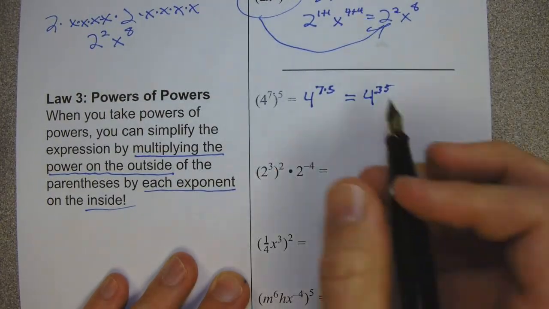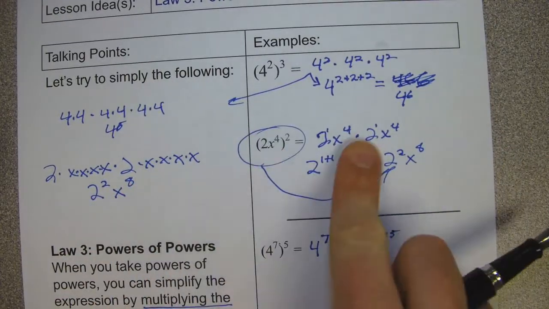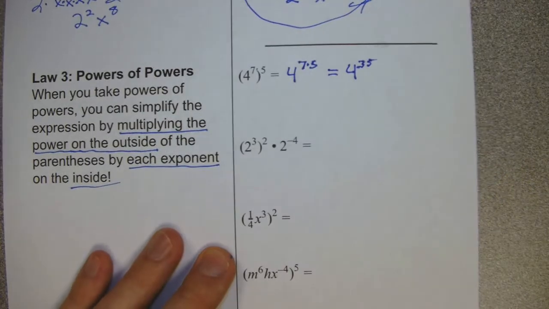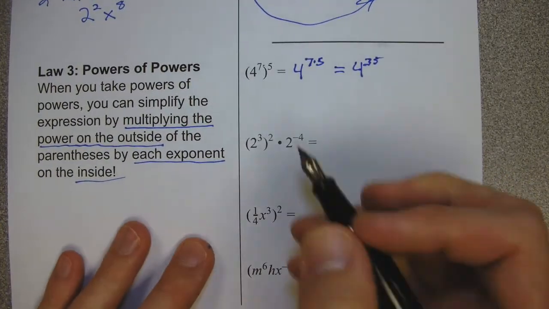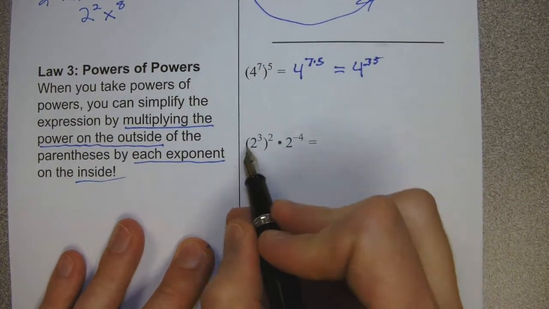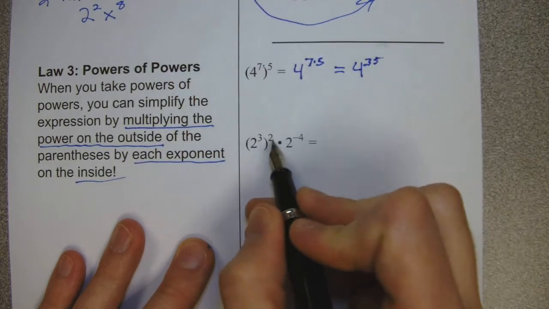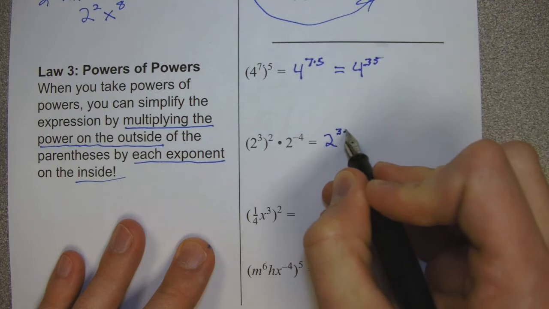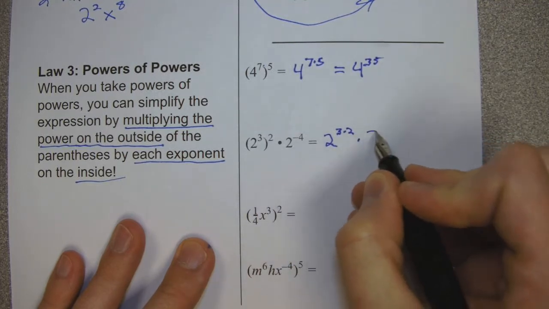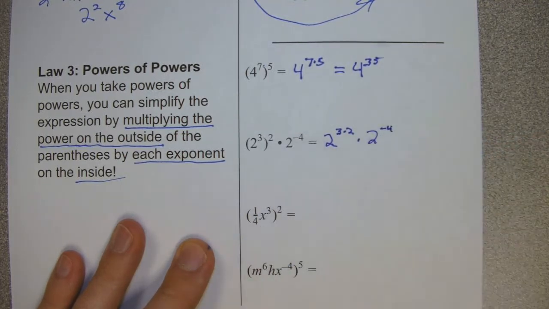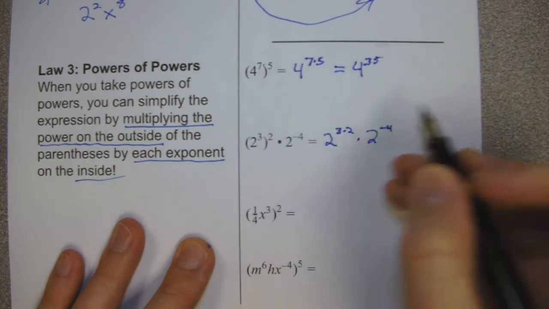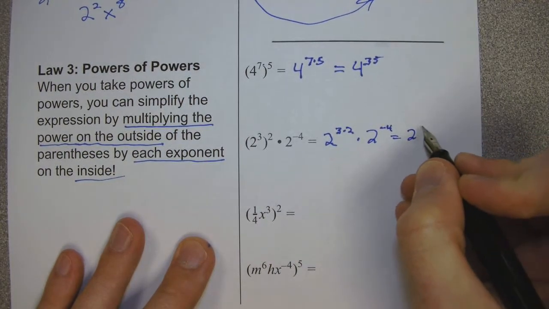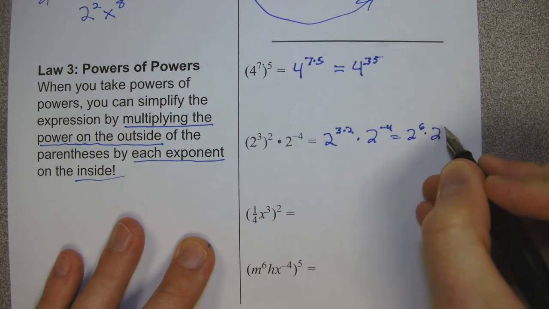So the quicker way to do it, instead of all this work like we did before, is to just multiply the exponents. All right, let's try it again. Notice in this case, I've got a little bit of work to do. We've got 2 times 3, so let's rewrite it: 2 to the 3 times 2 multiplied by 2 to the negative 4th. All right. Well, 2 times 3 is 6, so we could rewrite this as 2 to the 6 multiplied by 2 to the negative 4th.